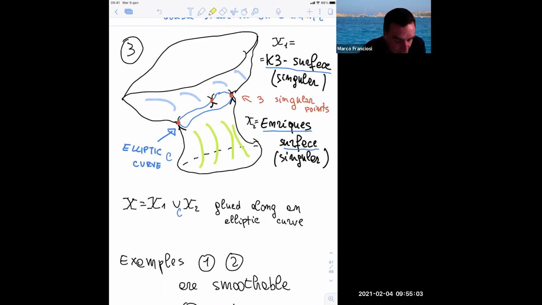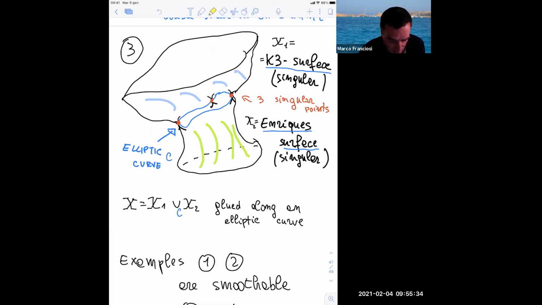And here this situation is quite subtle. We have a double structure over the elliptic curve. And in this case, the bicanonical map contracts the surface to a line and maps the K3 surface to a plane. So the bicanonical map is not helpful to study.